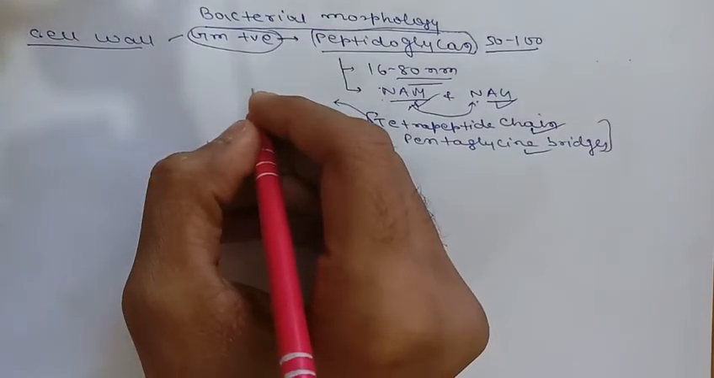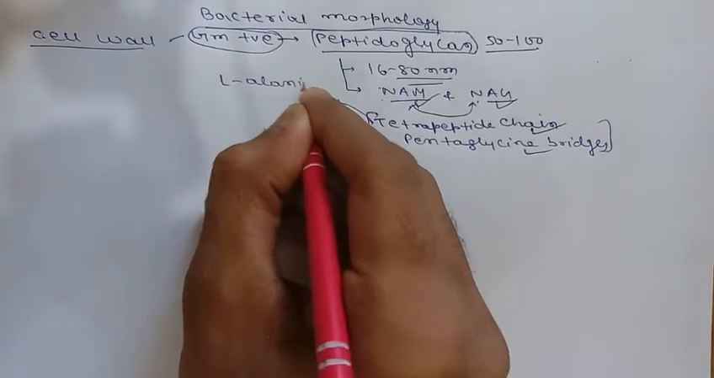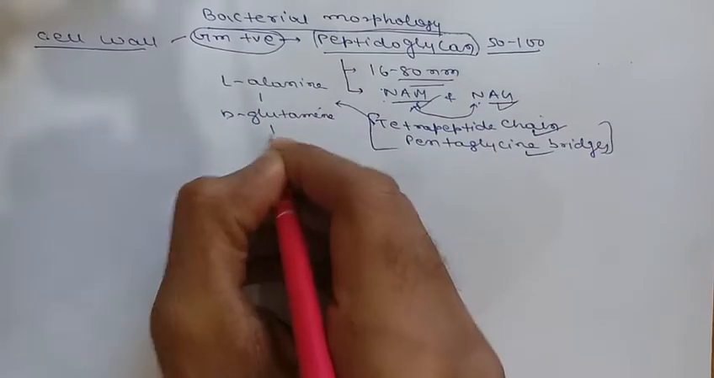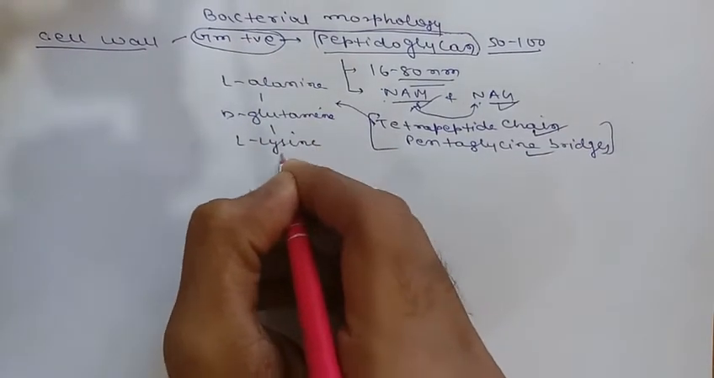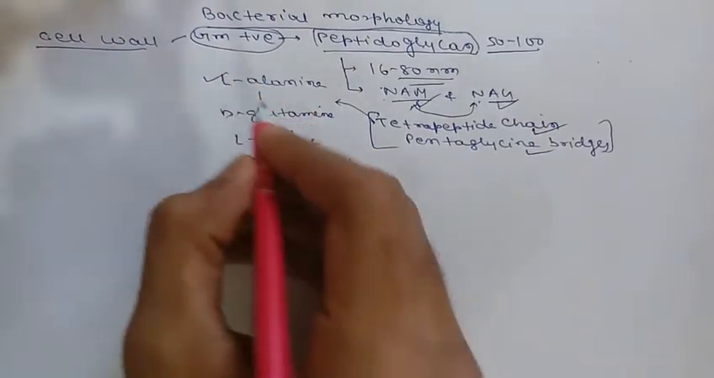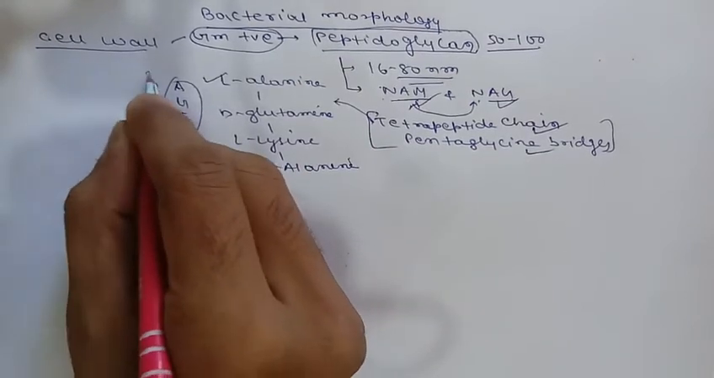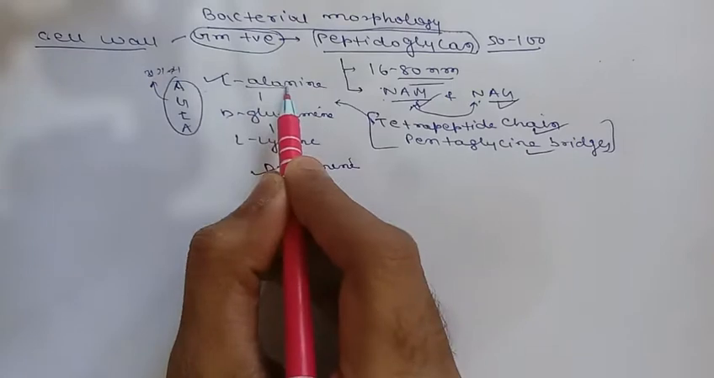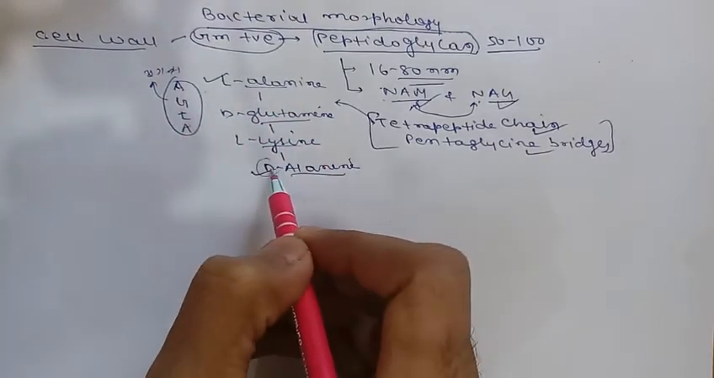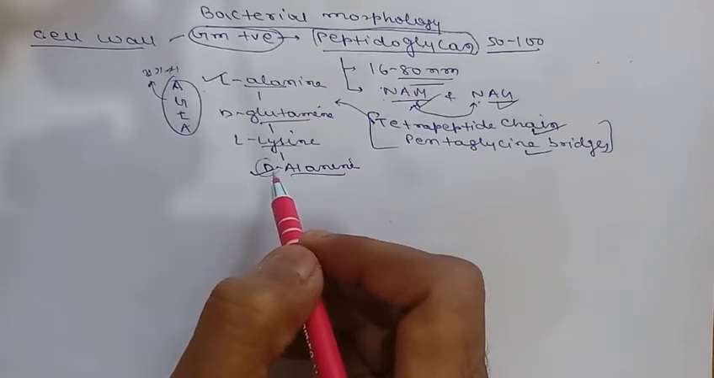The tetrapeptide side chain is composed of, first, L-alanine, then D-glutamine, then L-lysine, and then D-alanine. You can remember it like this: AGLA, in Hindi, agla. So L-alanine, G for glutamine, L for lysine, and A for alanine again, but of D configuration. This is the composition of the tetrapeptide chain if you ascend from any NAM molecule.